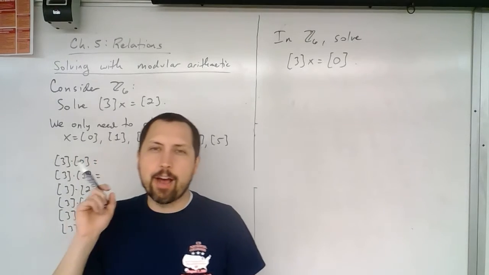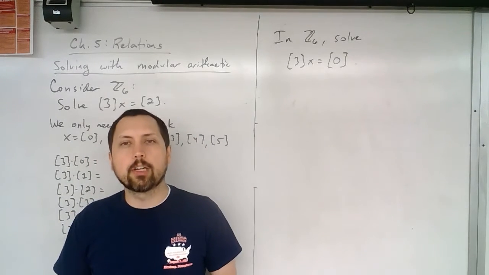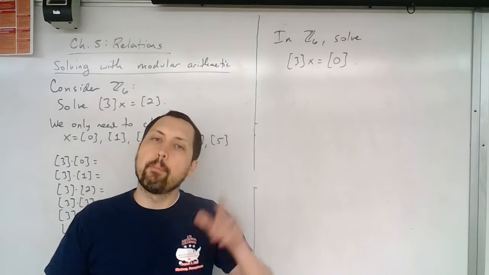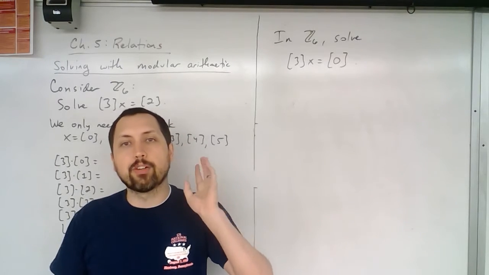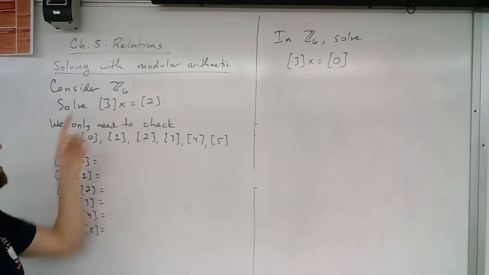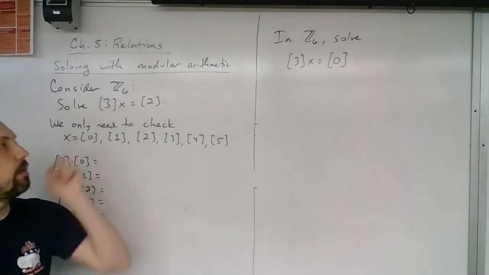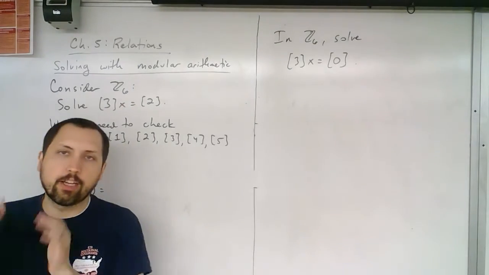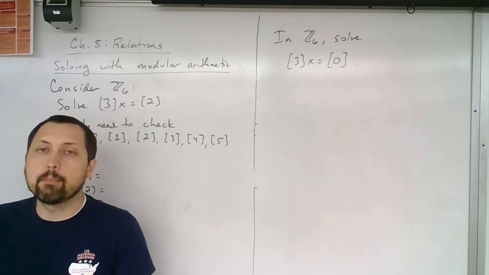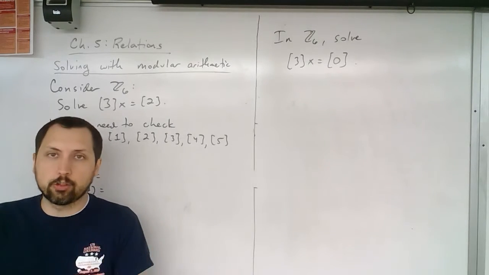Okay, so let's take a look at a different example where we're going to look at some multiplication. In the previous video, we looked at these for Z5. Let's take a look now at Z6. So now let's try to solve the same equation of the relation class of 3 times x is equal to 2. I'm using the other notation just so you can also see this.